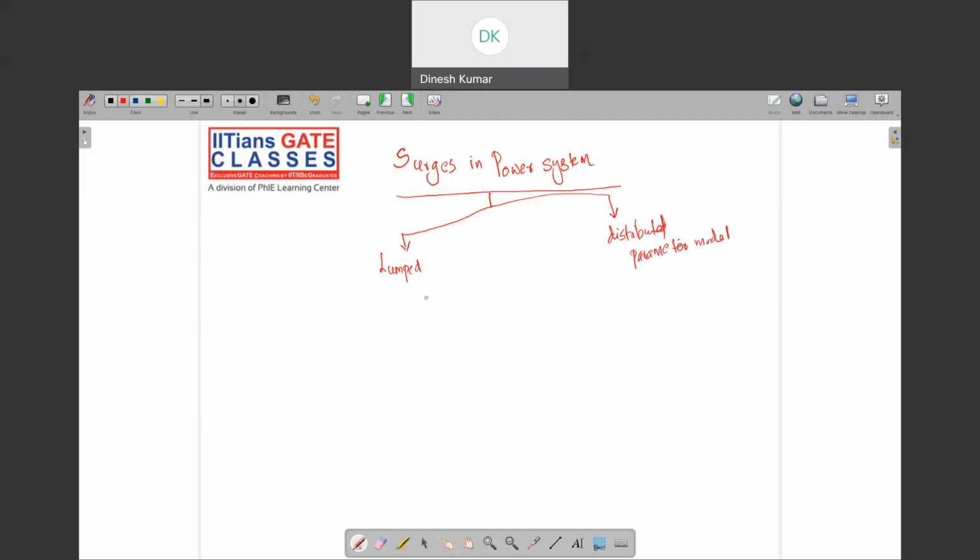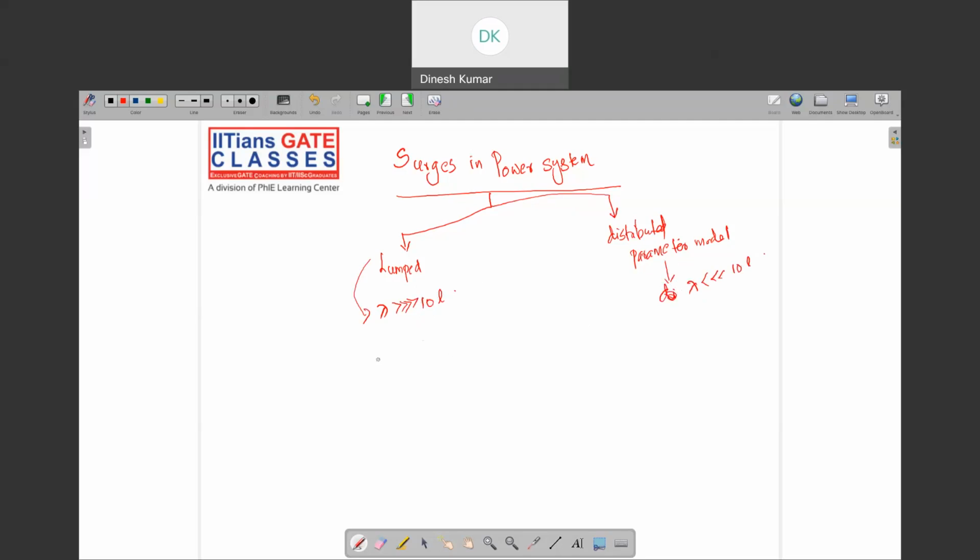So when is this lumped parameter model valid? When the wavelength lambda of our signal is very much greater than 10 times the length L. That is, lambda is greater than 10 times, or 20 times, as some people say. Then we can consider the lumped parameter model. Otherwise, we have to stick with our distributed parameter model. So when lambda is less than 10 times L, we have to go with the distributed parameter model.